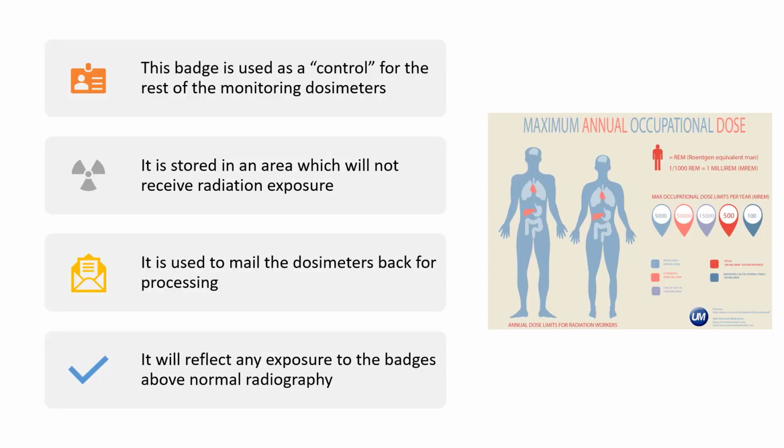What's a control badge? Well, a control badge is a radiation dosimeter that is used for monitoring the other dosimeters which people wear. In other words, it's set up as a control. It's stored in an area which will not receive any radiation exposure and where the other badges are stored when not being worn. It is used to mail the dosimeters back for processing and take that badge as the basis for comparison to the ionizing exposure of the badges that are mailed in for checking. It will reflect any exposure to the badges above normal radiography.